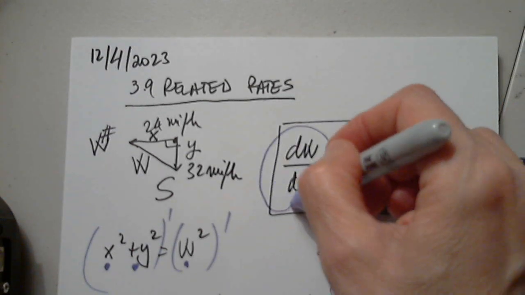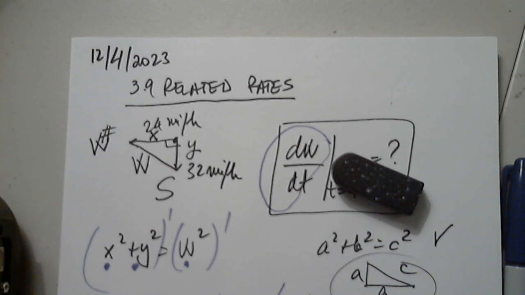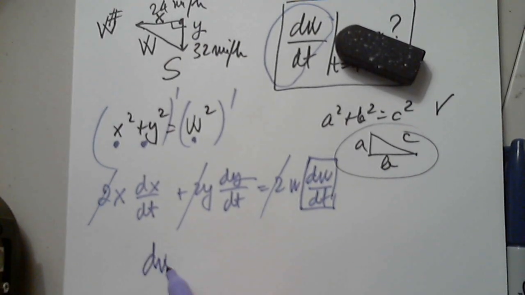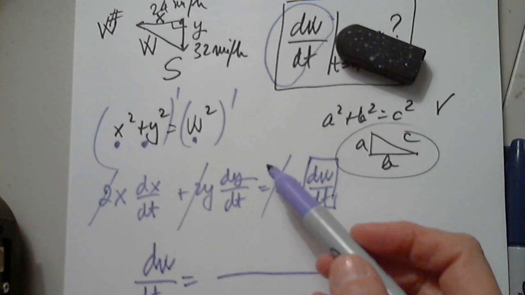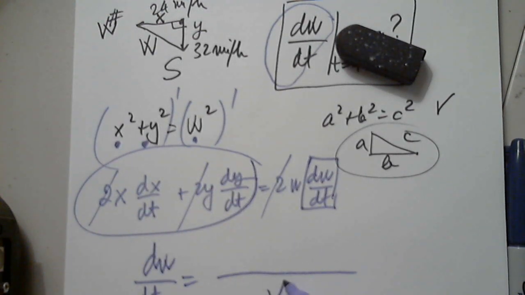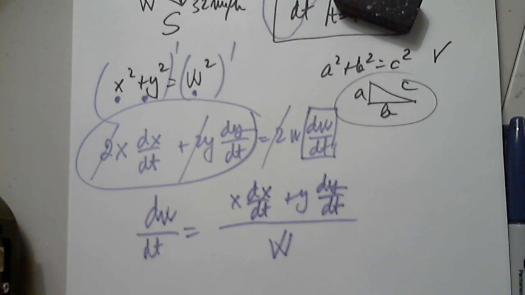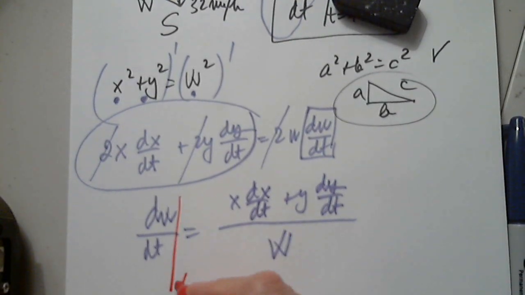And we're after dw over dt. Of course, I'll simplify both sides by 2. And when I solve for dw over dt, I would get all this over w. So x dx over dt plus y dy over dt. Now, I have everything I need. So my next step is simply plug it in. So now I can say when t equals 4.